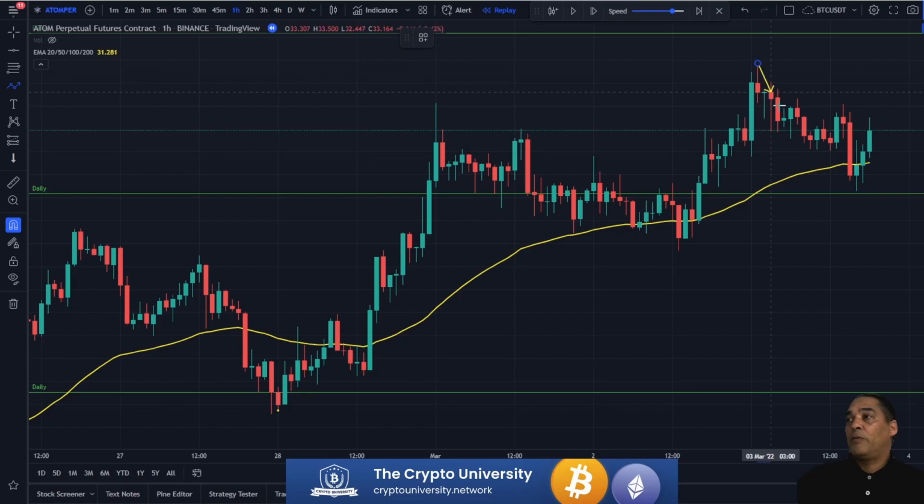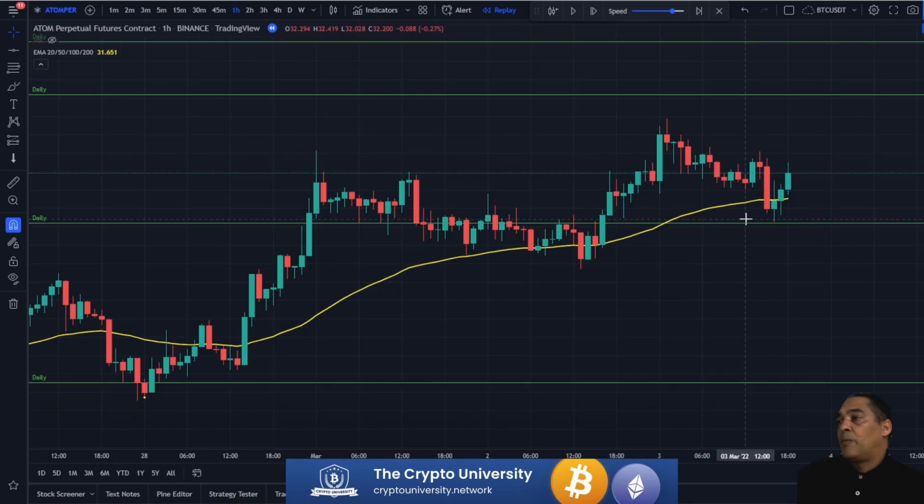we are currently forming lower highs and lower lows. So this is a possible trend reversal. Price action has bounced off my daily support. Am I comfortable taking a long in this position? At this moment, no, I'm not comfortable.